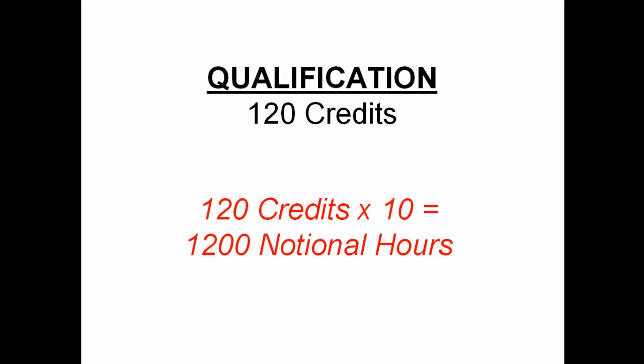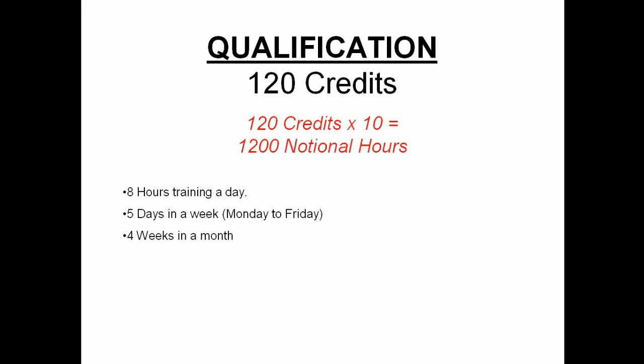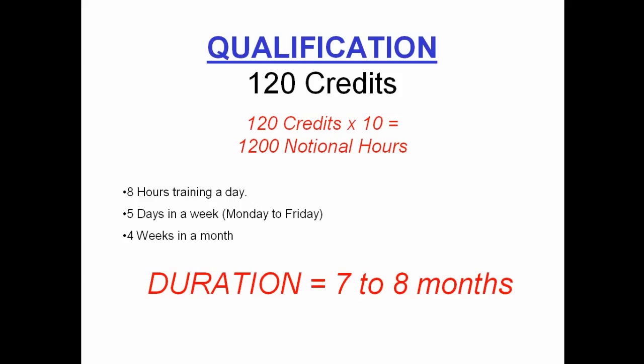Let's look at a qualification. The smallest one consists of 120 credits. Take 120 credits, multiply by 10, to get our notional hours of 1,200. Say for example we do an average of 8 hours training a day in the classroom. We have 5 days in a week, counting from Monday to Friday, and 4 weeks average in a month. This means that the smallest, or shortest period of time to complete a qualification is 7 to 8 months. Think twice before enrolling for a qualification that a training provider offers in a 1-month period.